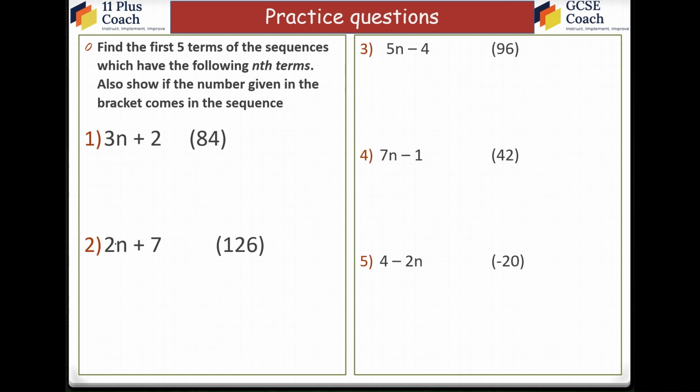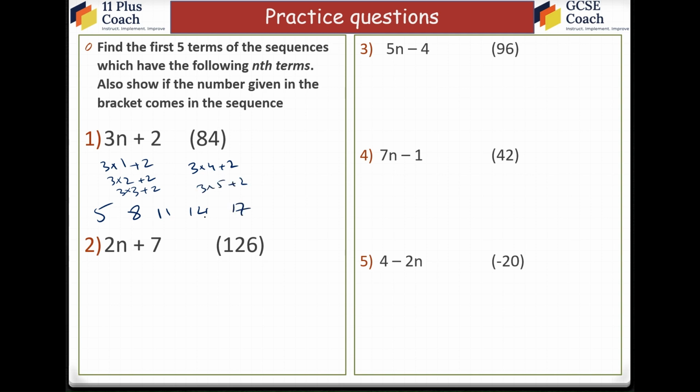Okay, so hopefully you've had a go at these questions. I need to generate the sequence, first 5 terms. So replace n with 1. So 3 times 1 plus 2. That gives me 3 plus 2, which is 5. That's my first term. My second will be 3 times 2 plus 2. 6 plus 2 will be 8. That's my second term. 3 times 3 plus 2, that'd be 9 plus 2 is 11. 3 times 4 plus 2, that'd be 14. And 3 times 5 plus 2, which would be 17.